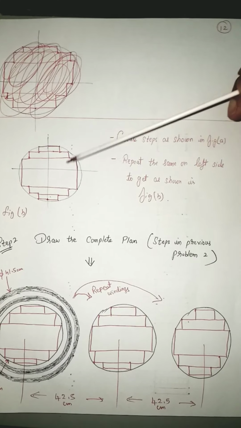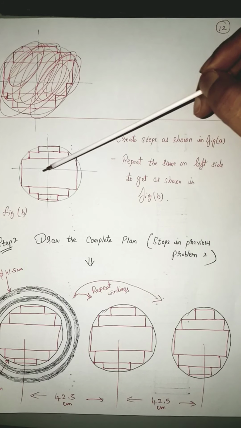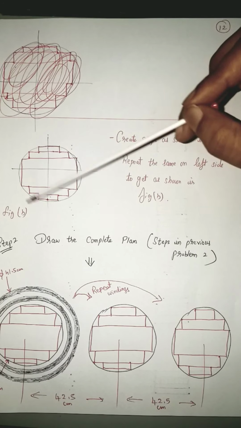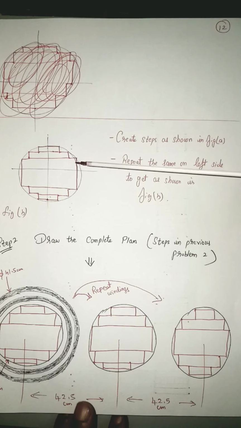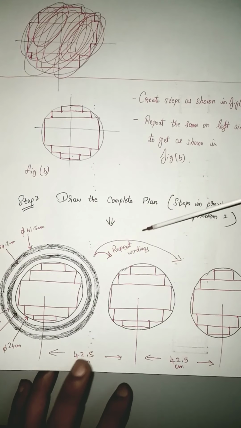As I told you, if you complete the same thing on the left side, now you'll be getting the complete core drawing. Again here I've given the steps for your assistance. Create steps as shown in figure A. Repeat the same on the left half as shown in figure B. This completes the core drawing. Next step is to draw the plan.